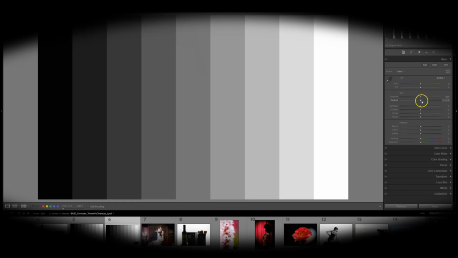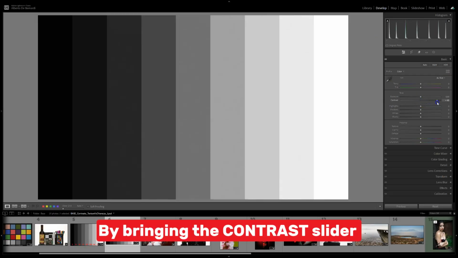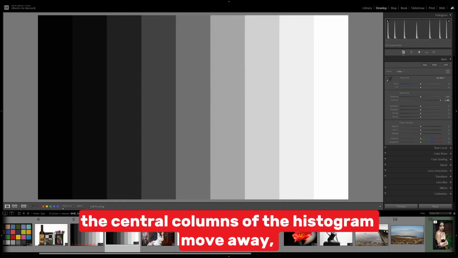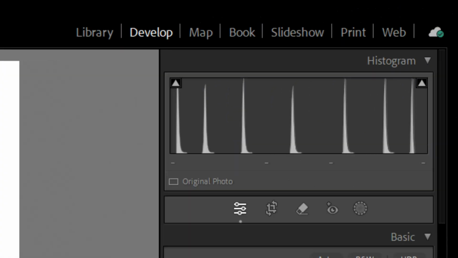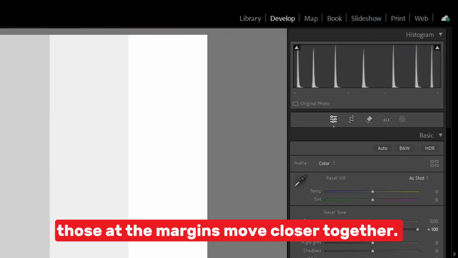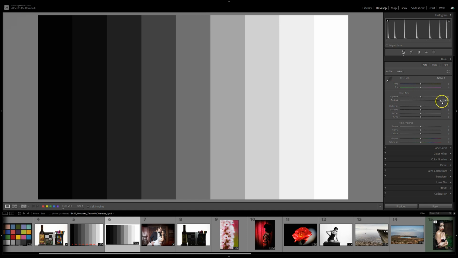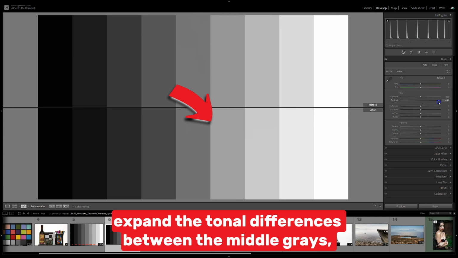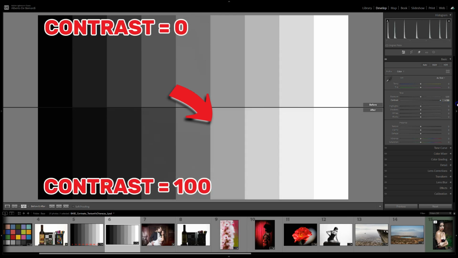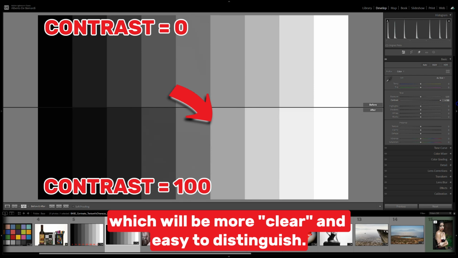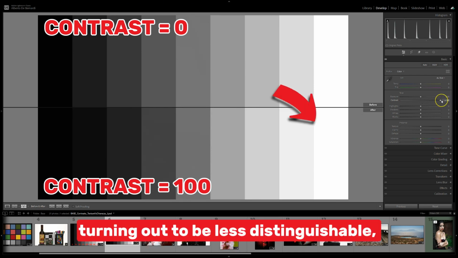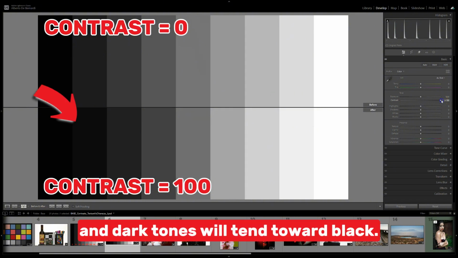Contrast. By bringing the contrast slider to the maximum value, the central columns of the histogram move away. Those at the margins move closer together. Increasing the contrast, therefore, expands the tonal differences between the middle grays, which will be more clear and easy to distinguish. Conversely, very light tones will tend toward white, turning out to be less distinguishable, and dark tones will tend toward black.